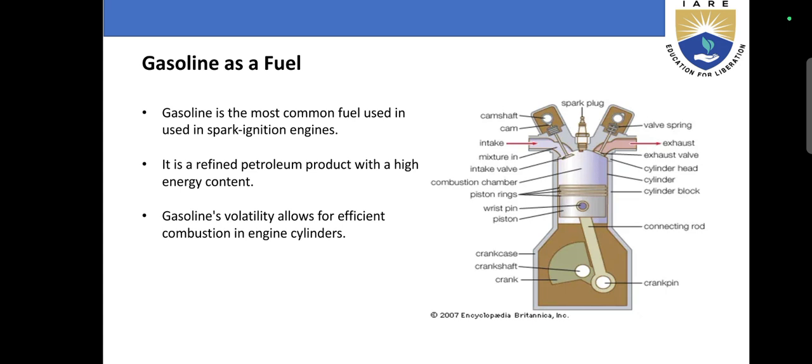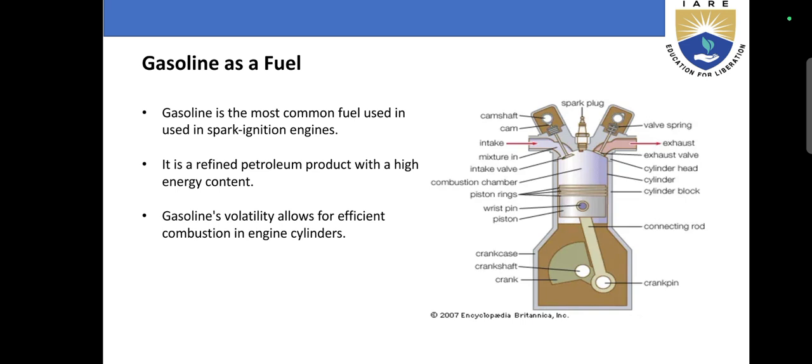Gasoline as a fuel. Gasoline is the most common fuel used in spark ignition engines. Spark ignition engines usually use gasoline fuel and a spark plug. It is a refined petroleum product with a high energy content. Gasoline volatility allows for efficient combustion in engine cylinders.